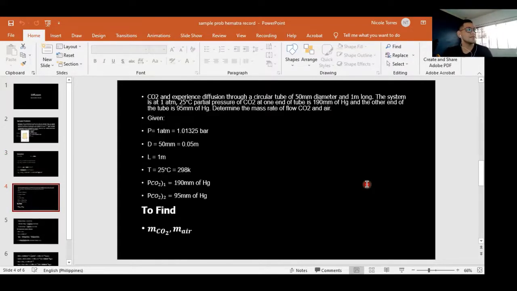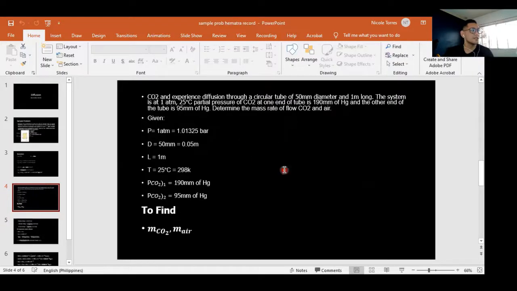CO2 and air experience diffusion through a circular tube of 50 millimeter diameter and 1 meter long. The system is at 1 atm and 25 degrees Celsius. The partial pressure of CO2 at one end of the tube is 190 millimeter of Hg, and at the other end of the tube it is 95 millimeter of Hg. Determine the mass flow rate of CO2 and air.